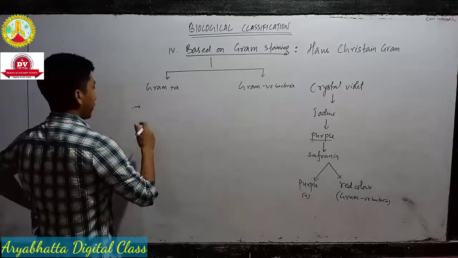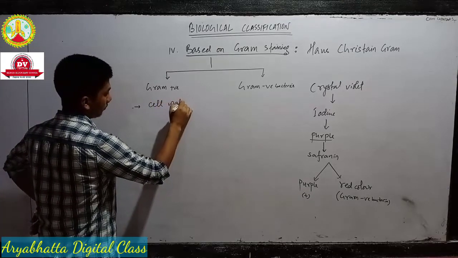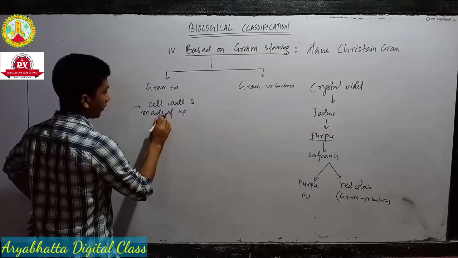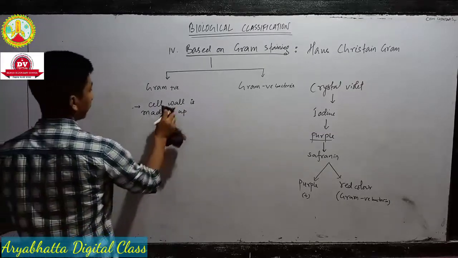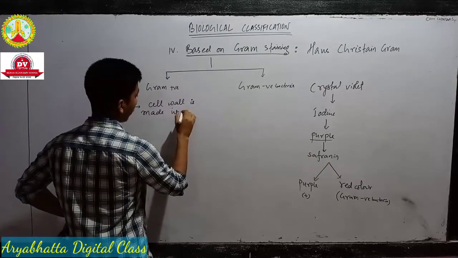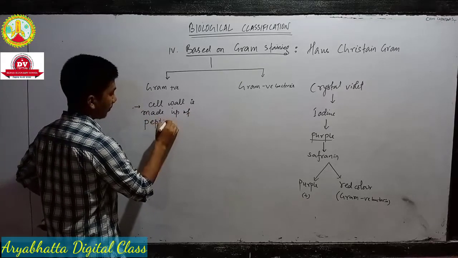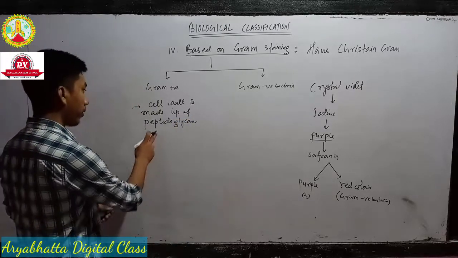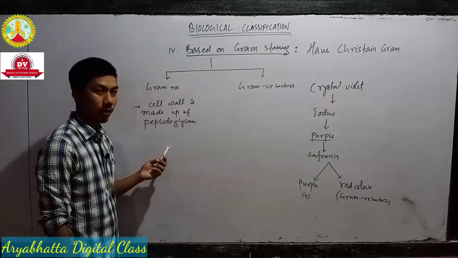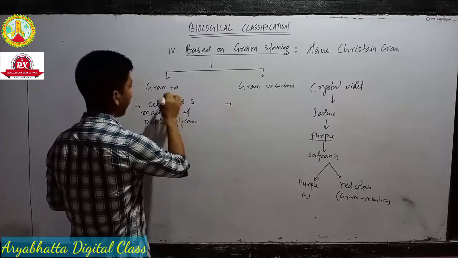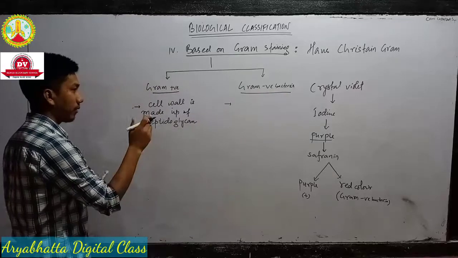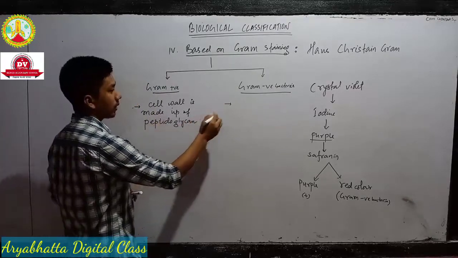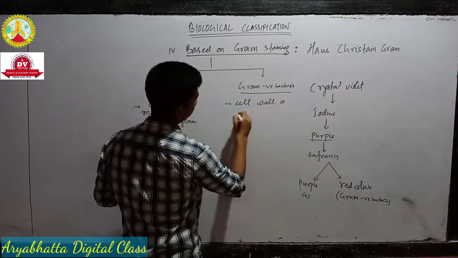So gram-positive bacteria, the first character we can write is that the cell wall is made up of peptidoglycan. Peptidoglycan is a type of molecule. In case of gram-negative bacteria, their cell wall is also made up of peptidoglycan. The composition is the same, but some differences are found, which we will see.